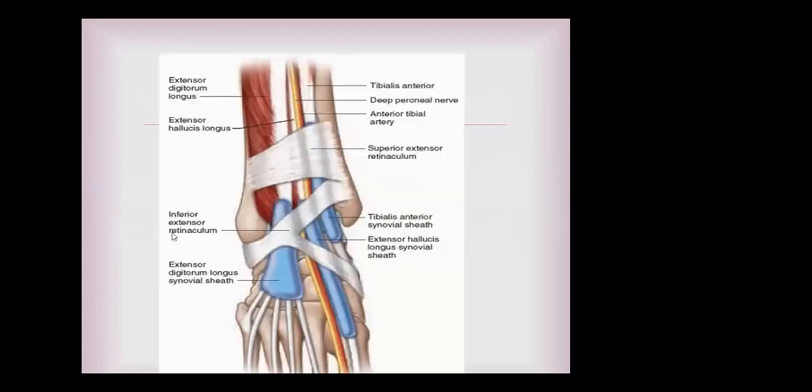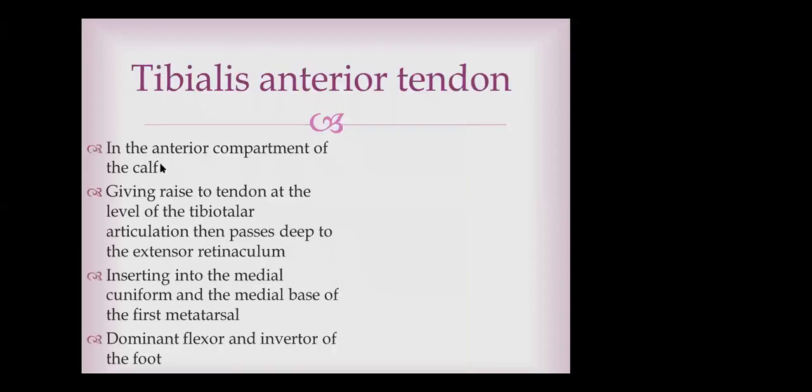This is a picture that shows the anterior compartment, which consists of tibialis anterior, extensor hallucis longus, extensor digitorum, and the dorsalis pedis running anteriorly to the ankle joint. Tibialis anterior tendon is in the anterior compartment of the calf, giving rise to the tendon at the level of the tibiotalar articulation, then passes deep to the extensor retinaculum and inserts into the medial cuneiform and medial base of the first metatarsal. It is a dominant dorsiflexor and inverter of the foot.